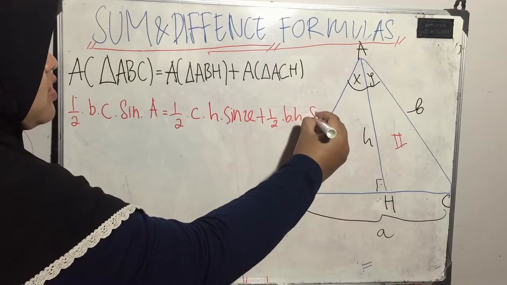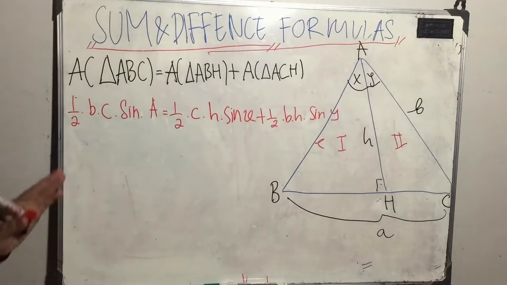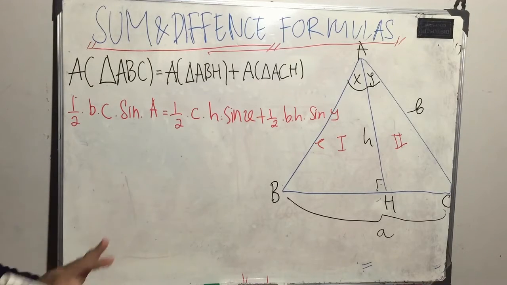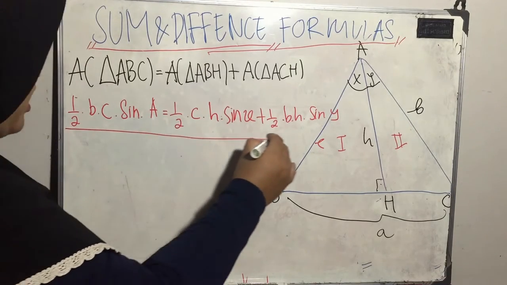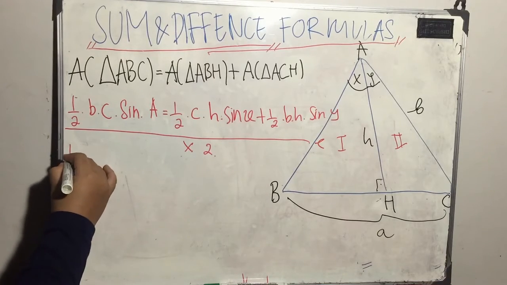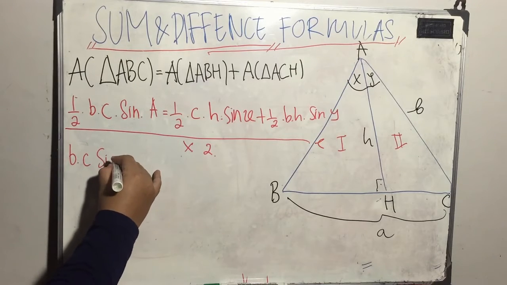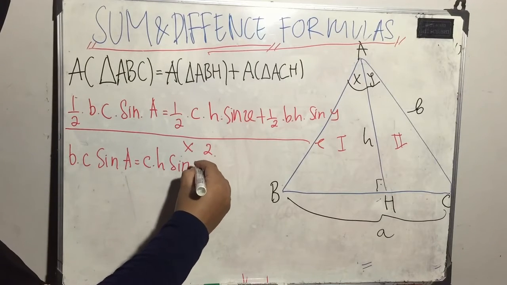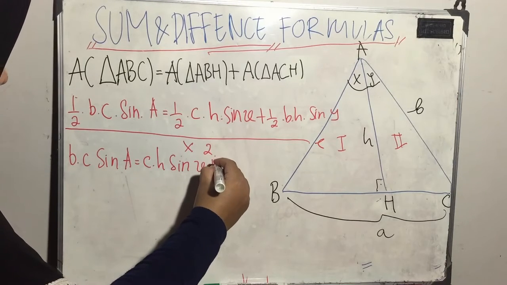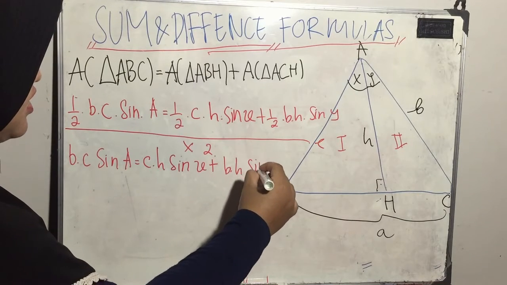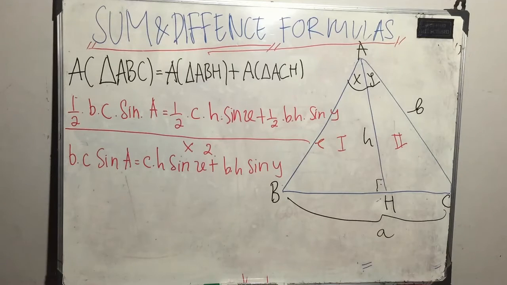Half times BH times sinus Y. Okay, everyone, from the right side and the left side we can multiply by 2. So this is equal: BC sinus A equals CH sinus X plus BH sinus Y, everyone. Do you understand from here?